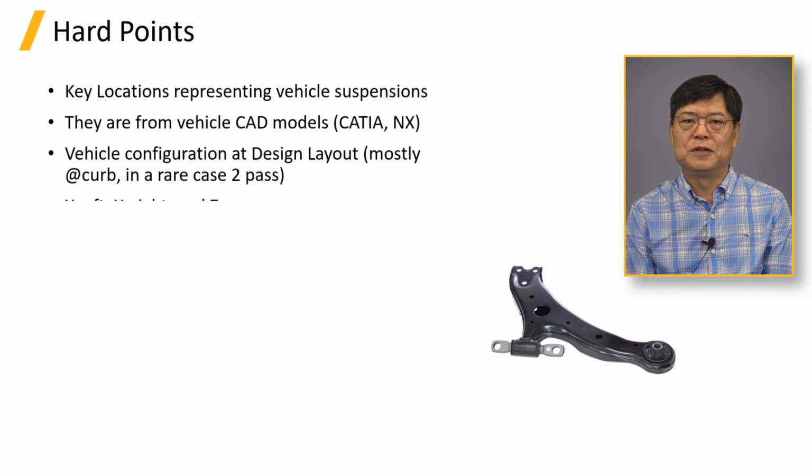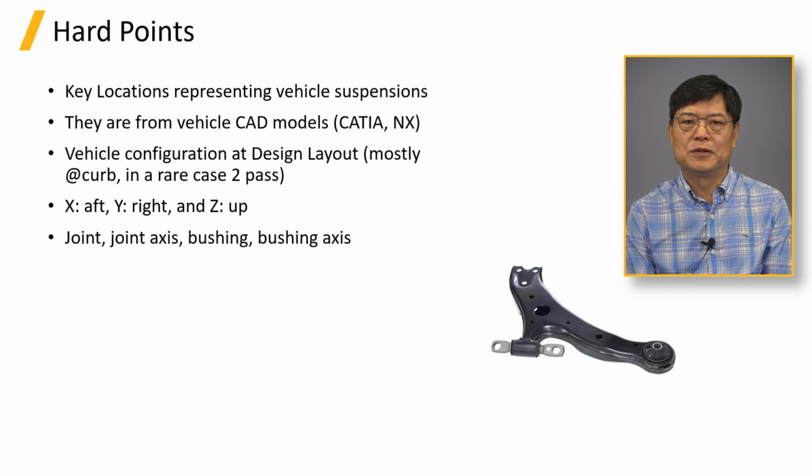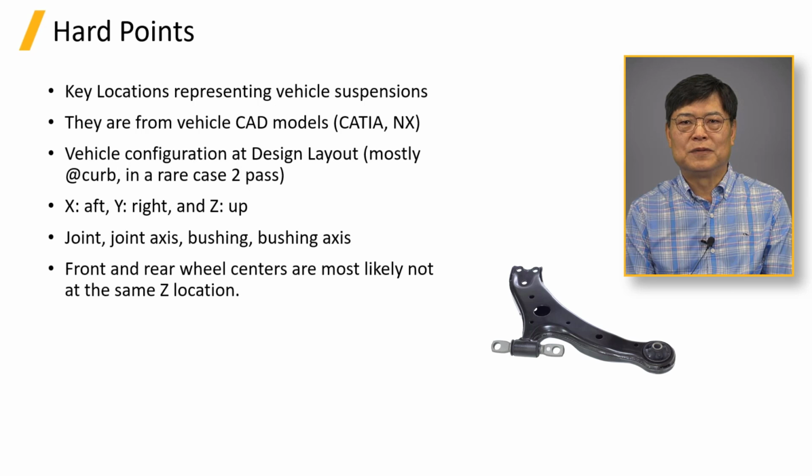Hardpoint not only positions joints and bushings, but also specify their orientations using axial reference point. The LCA picture in the slide demonstrates that the position alone cannot describe the LCA and its attachment to the suspension properly. Please note that the front and rear wheel would not have the same Z coordinate. This means that the ground line is not parallel to x-axis, which may mistakenly calculate the caster angle.